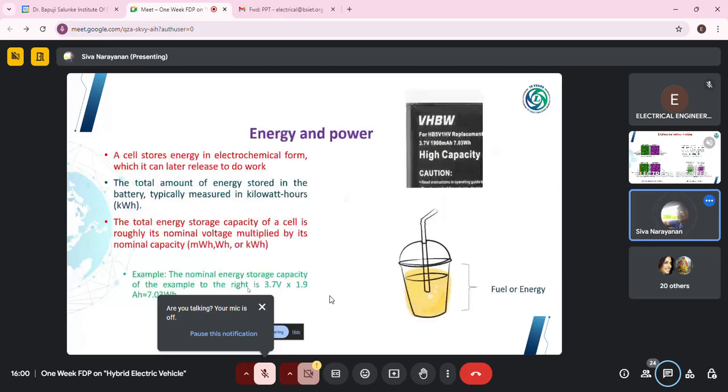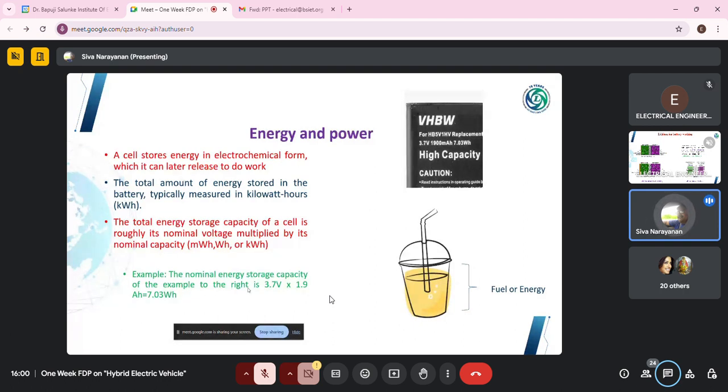Okay. So next, energy and power. These are two important questions. Now you can study analytically from this figure. Here what I have shown is the energy. Energy is nothing but the total amount of juice or fuel which is available. If you have more fuel, more energy is available, so more work can be done. If you have less fuel, only less energy is available, so less work can be done.